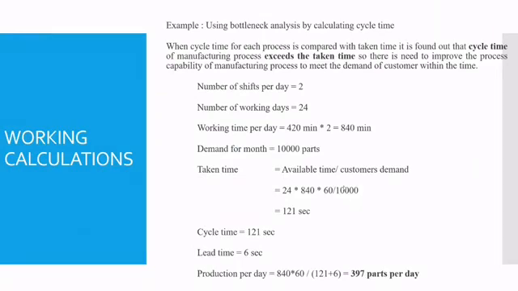Cycle time is 121 seconds. Lead time is 6 seconds. Production per day is 840 times 60 divided by 121 plus 6, equal to 397 parts per day.